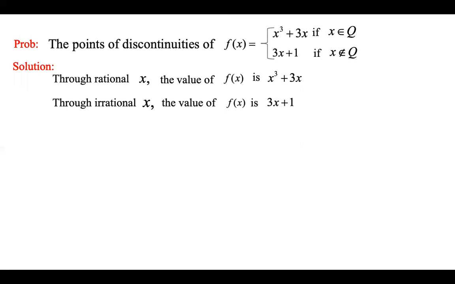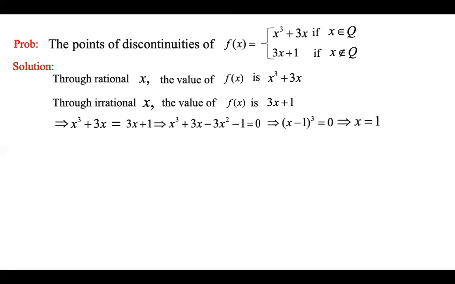It becomes continuous whenever the rationals and the irrationals give the same value. So through the rationals x cube plus 3x and through the irrationals 3x plus 1 give the same value, meaning I equated them. From that I got x cube minus 3x square plus 3x minus 1 is equal to 0. That is same as x minus 1 whole cube is equal to 0. So that implies that x is equal to 1.